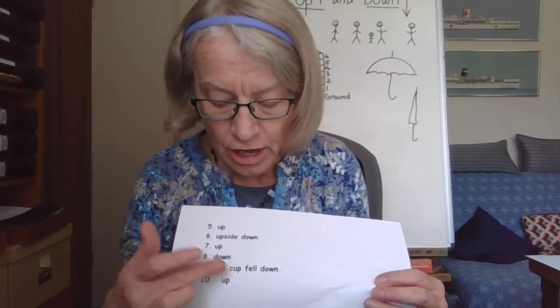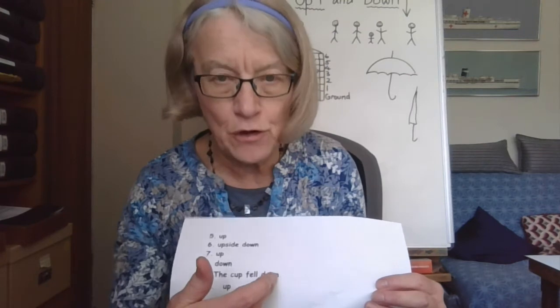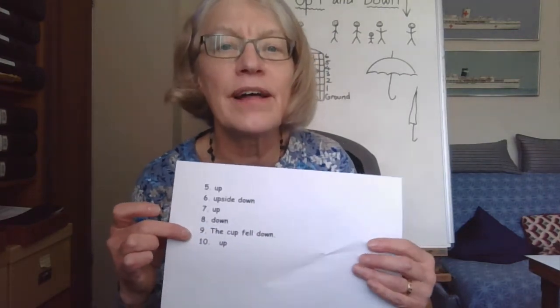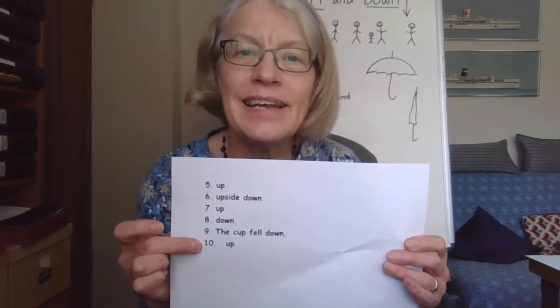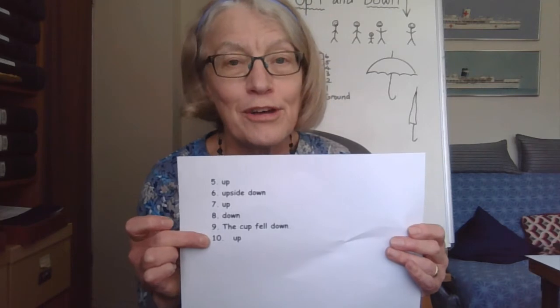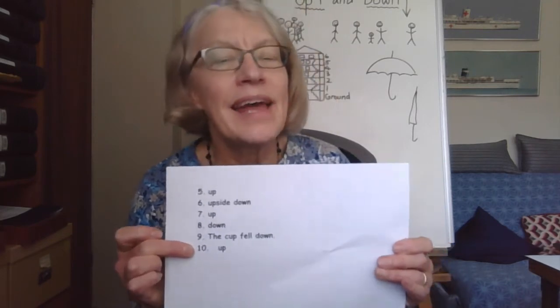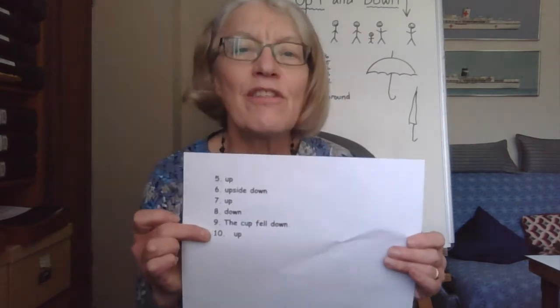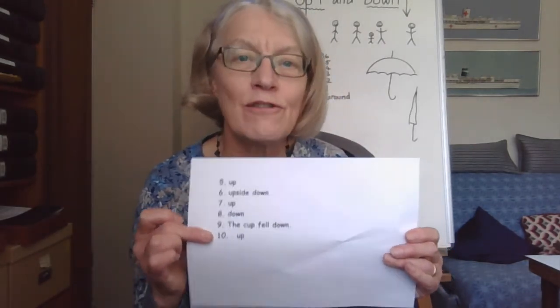The sentence is the cup fell down. Capital T, full stop. The cup fell down. And the answer to number 10 is up. So I hope you've got all of those right. If you haven't, watch the video again and look at your answers and think about the questions and see if you can work out why you've gone wrong.